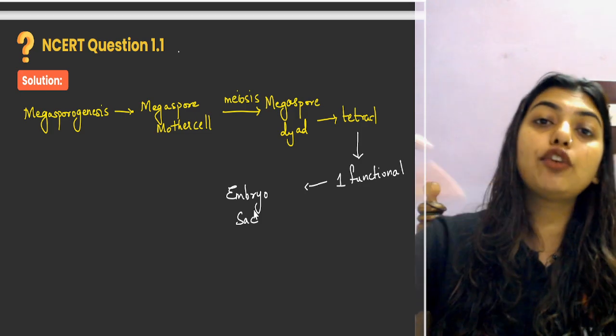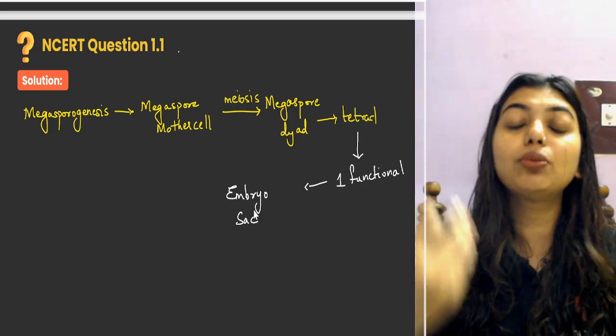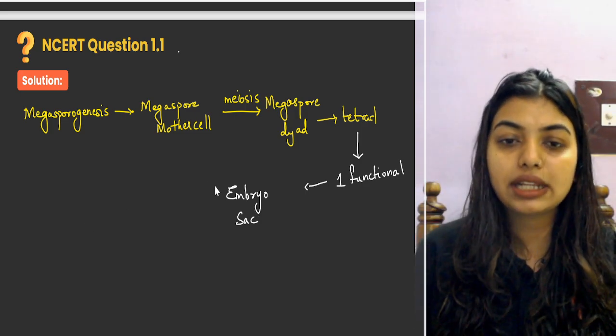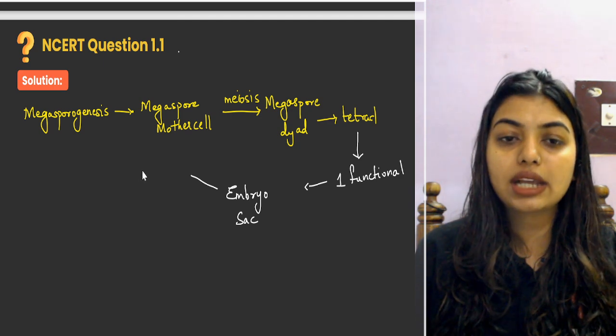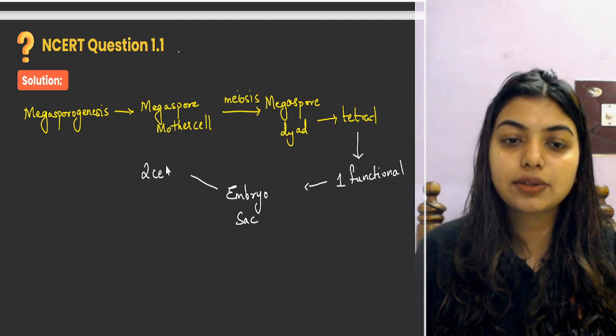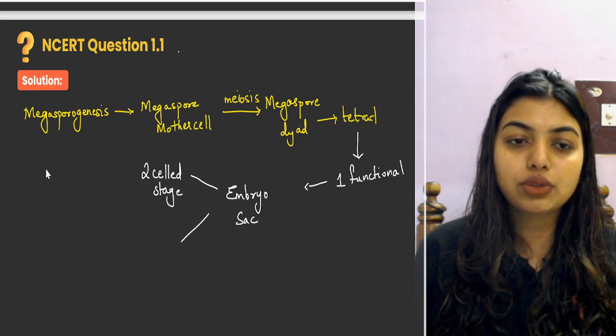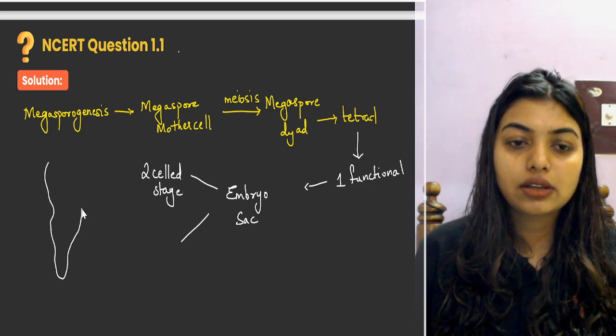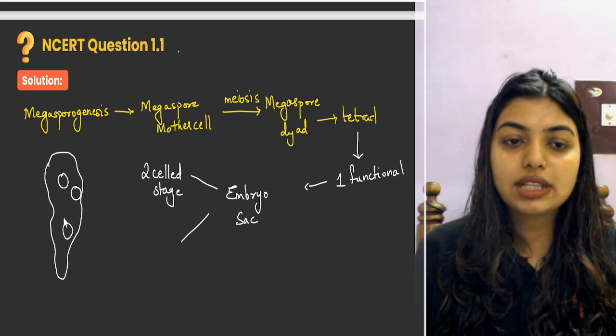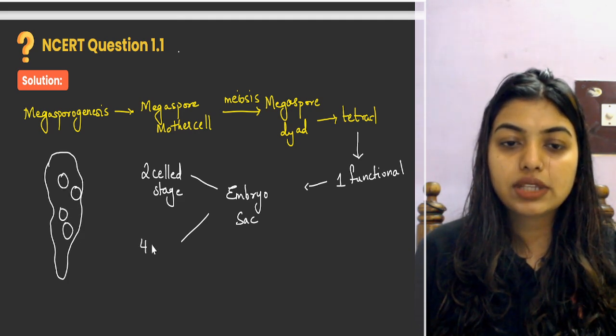During the formation of the embryo sac, they go through mitotic division. Why am I telling this? Because before the embryo sac is formed, they will have a 2-cell stage. I hope all of you remember this. When I taught you, I drew the structure like this. 2-cell stage, then they had a 4-cell stage, right?